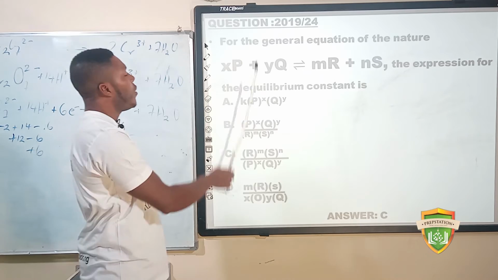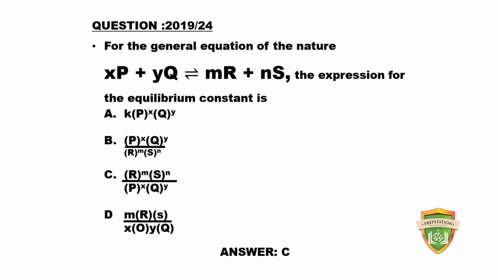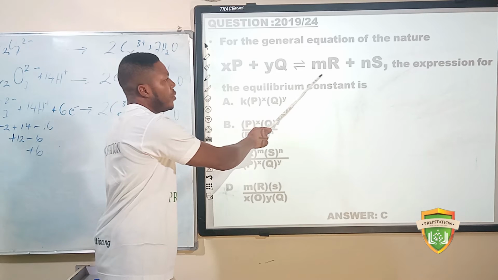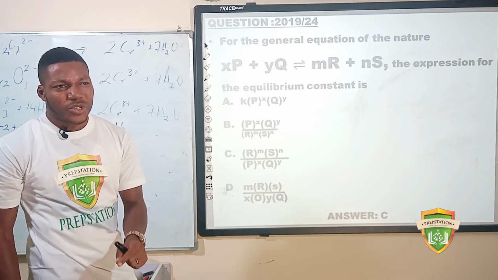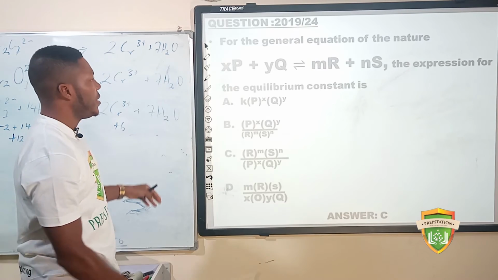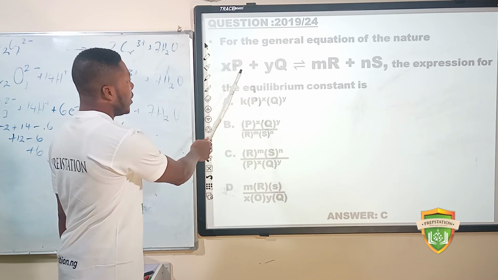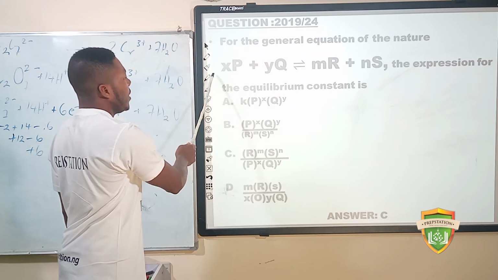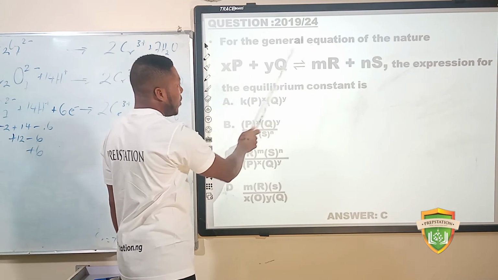All right, question 24 from 2021. This is all about equilibrium constants. For the general equation of the nature xP plus yQ forward and back mR plus nS, the expression for the equilibrium constant is, don't forget, products over reactants when they are gaseous. They must be gaseous substances, but here it is not indicated, so use all of them. But if it's stated, for example, if this was solid, and this here is bracket G, this is out. If this was S and this was Q, this is out.